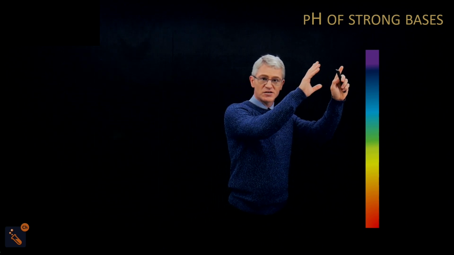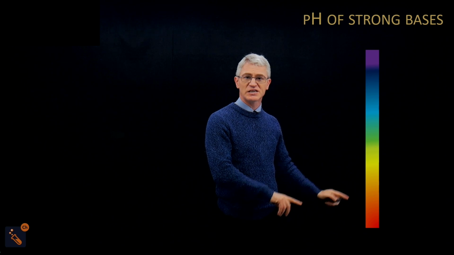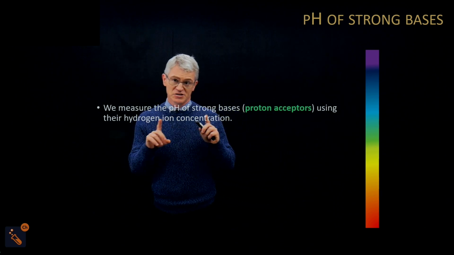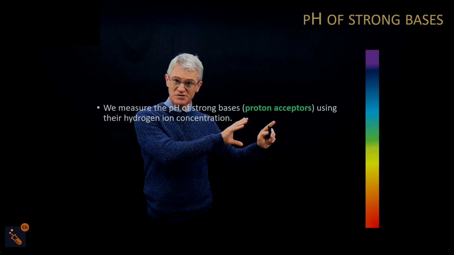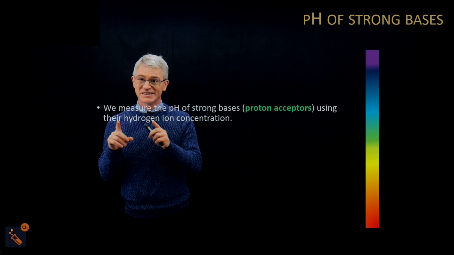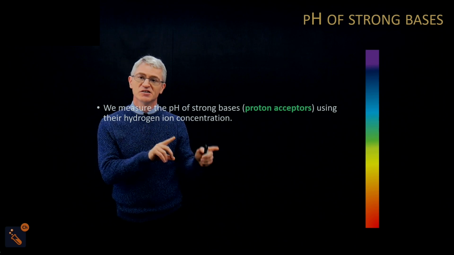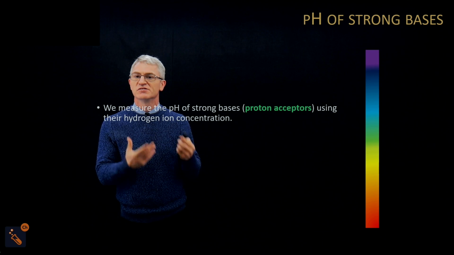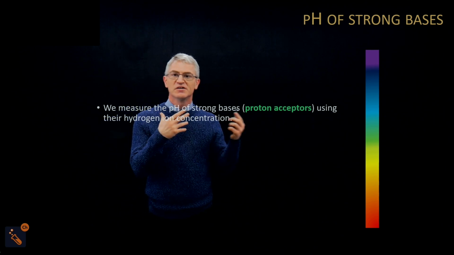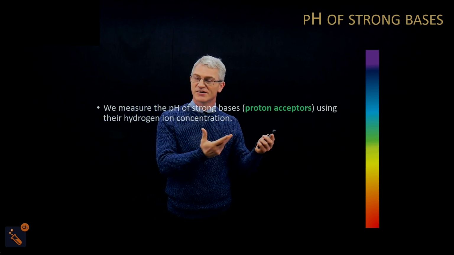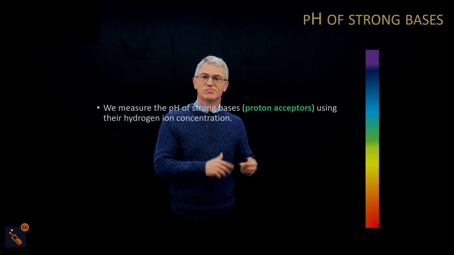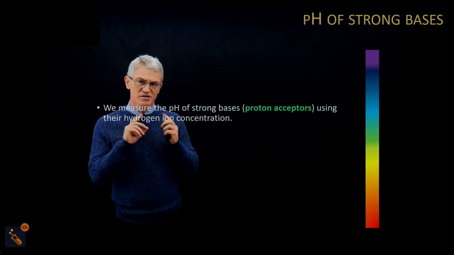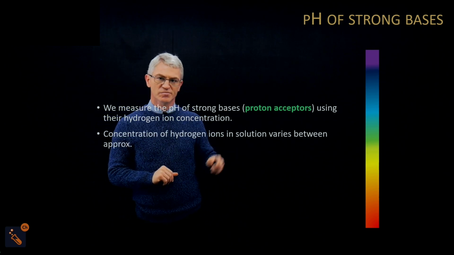For the pH of strong bases, you can see here is the pH scale in terms of universal indicator, okay? Strong bases are usually proton acceptors, and we still measure their hydrogen ion concentration to determine their pH. Even though these tend to be alkalis, which means you normally think of OH minus concentration instead, we look at the hydrogen ion concentration of these strong bases.